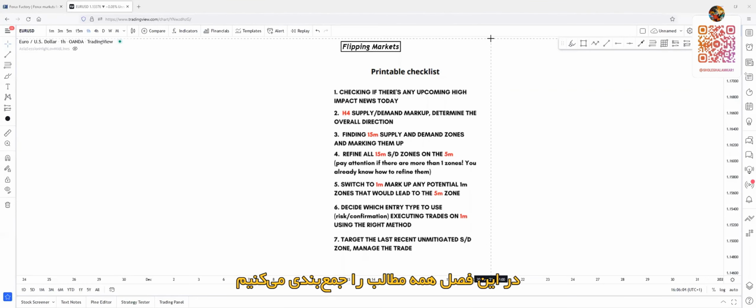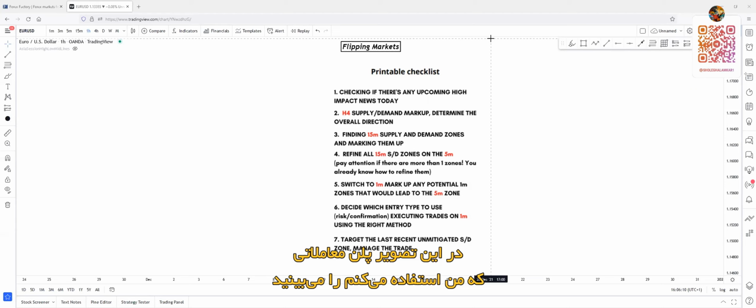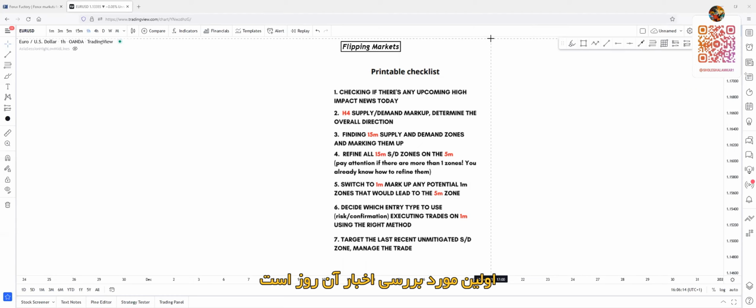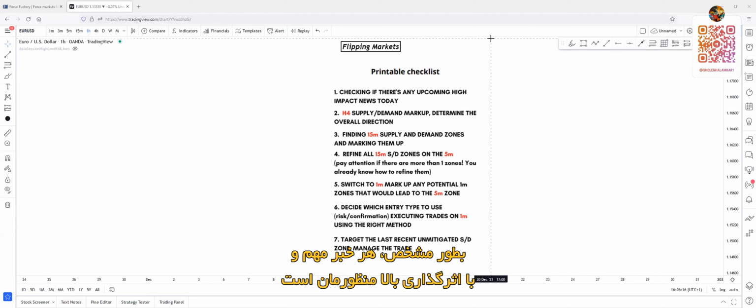In this unit, we'll put all the concepts together and see a complete example for the trading plan. Okay, so let's just begin. As you can see, here's the whole trading plan I use. The first point of the plan is that I check if there's any upcoming news for that day, any upcoming high impact news to be more precise.